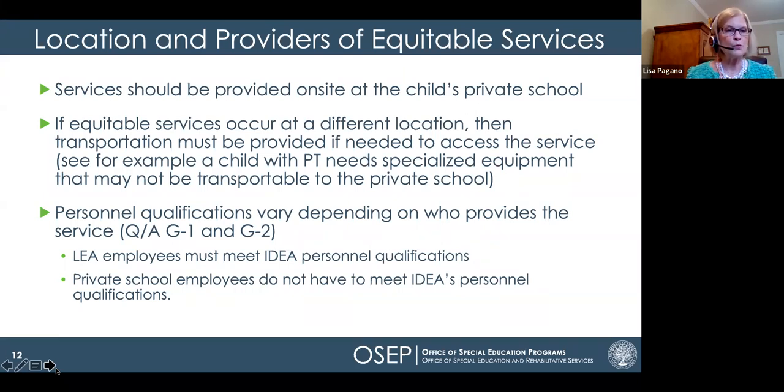If a private school employee provides the service, then they do not have to meet IDEA's personnel qualifications. I believe we do have a question that indicates a state could choose to go beyond IDEA and have more rigorous qualification requirements, but IDEA itself does not impose those qualifications on private school personnel who provide equitable services.